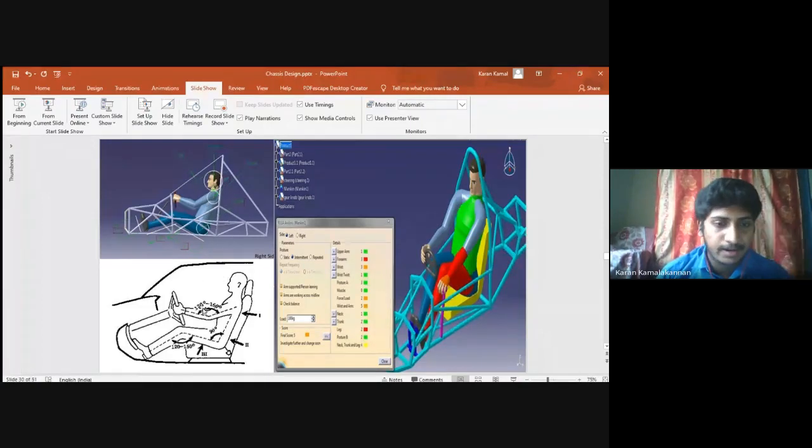You can see from the red in the below white photo, right? The elbow angle should be around 120 to 160, and the thigh angle 120 to 150, and the hip angle 90. So these are some of the ergonomic criteria that you need to satisfy.